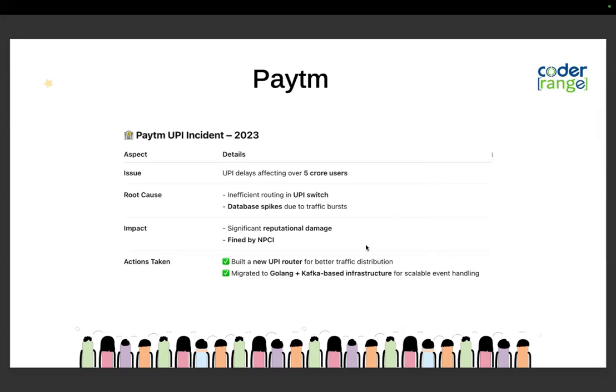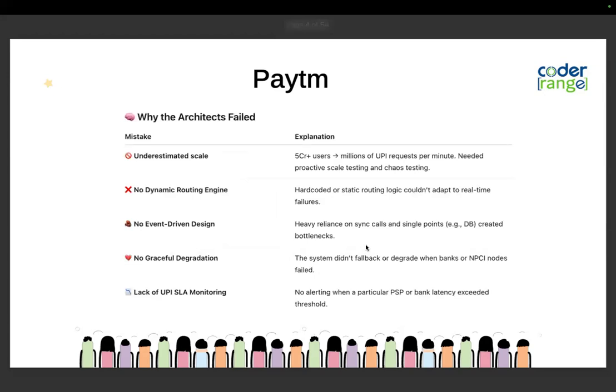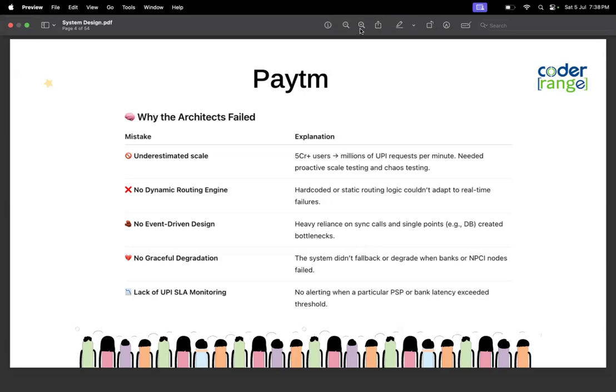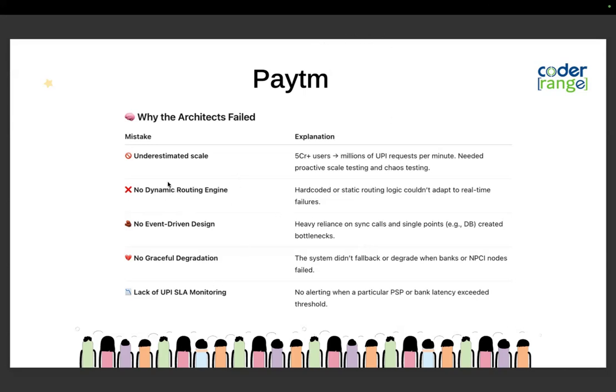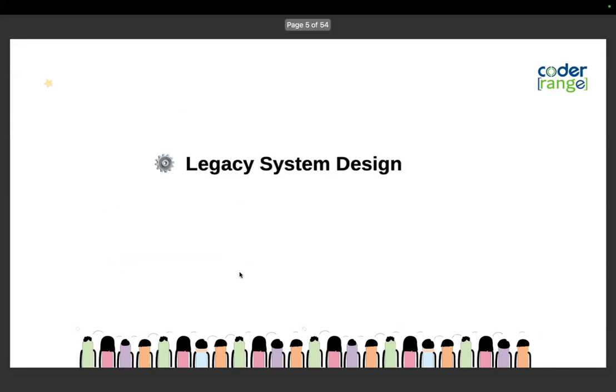So before I talk about this, why did the architects fail here? In the Paytm case, with 5 crore plus users, millions of UPI requests per minute happened, and that needed proactive scaling. The biggest problem in their business logic was that they had no dynamic routing. I'll explain why the architects failed and what happened.